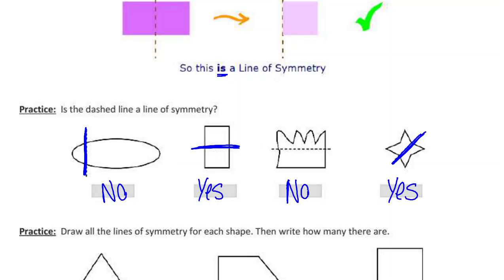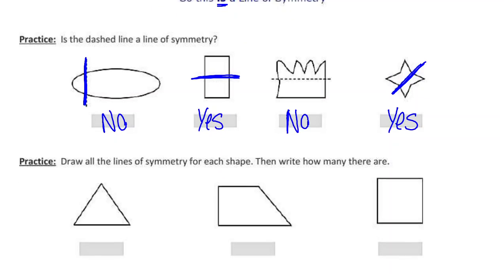So for this one, it says draw all the lines of symmetry for each shape and then write how many there are. So if I look at this triangle, I want to try to figure out all the different ways that I could fold it and be exactly the same. So I could cut it here and it'd be the same. I could cut it here and it would still be exactly the same. Or I could cut it here and it would still be exactly the same. So there's technically 3 lines of symmetry.